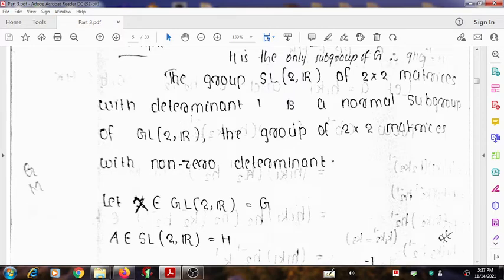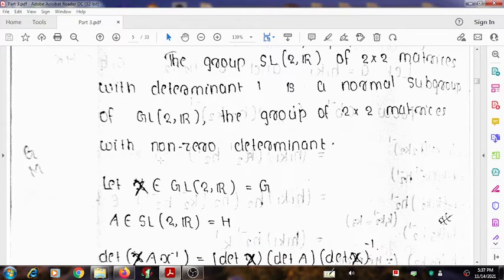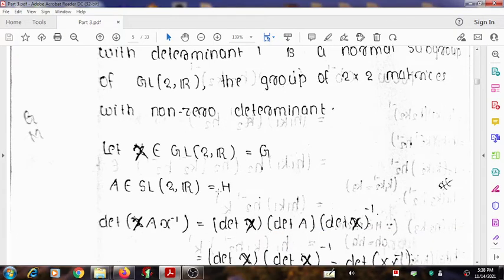For establishing that it's a normal subgroup, we use the definition of a normal subgroup. That's the direct way. We know that a subgroup H of a group G is a normal subgroup if xh equals hx for an arbitrary x belonging to G. So that method we can follow here.